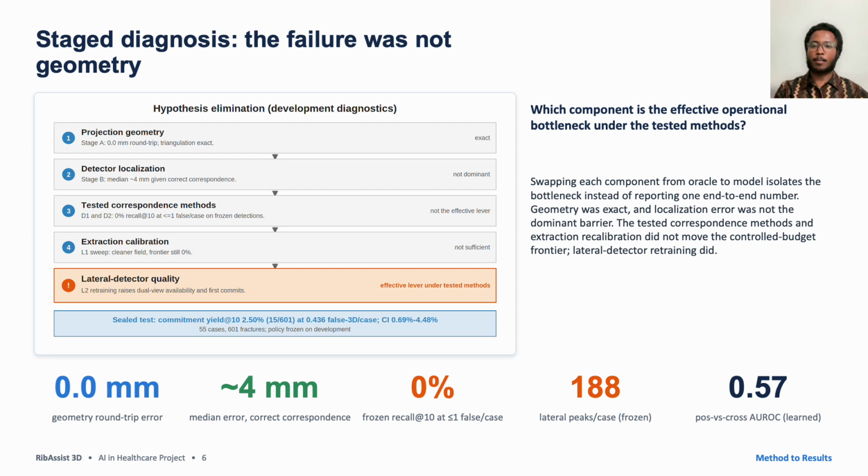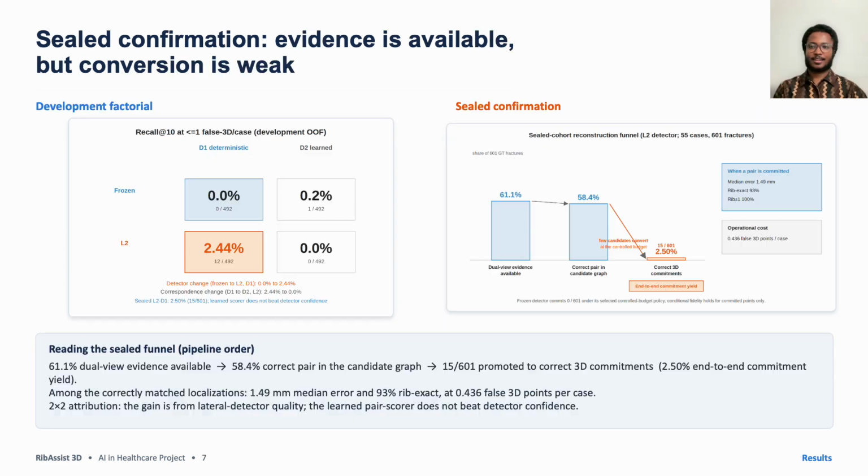The real problem appeared during the cross-view correspondence. The lateral detector produced many weak candidates, making the correct matching difficult. I tested better correspondence models, but they didn't improve the results, and retraining the lateral detector actually did. So the main bottleneck was the lateral detector's quality, not the geometry or the matching algorithm.